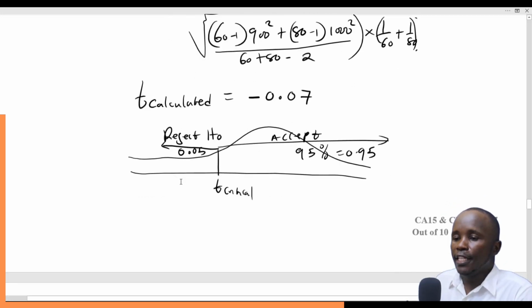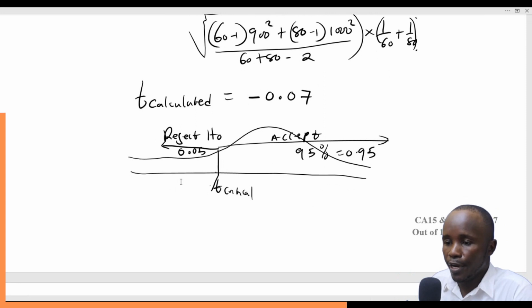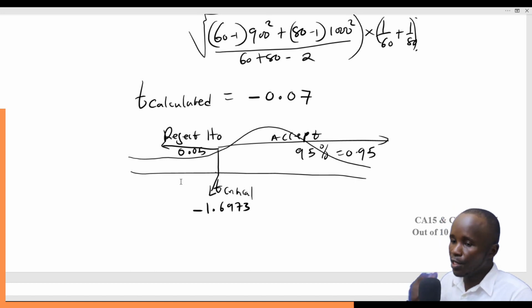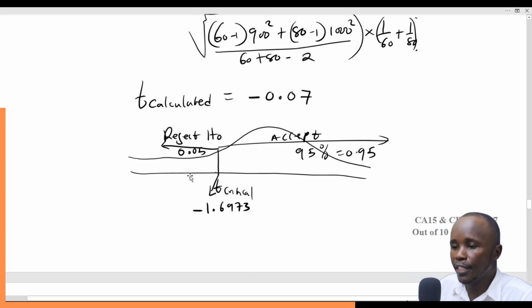Now, this T critical is read from the table. When you use your table, you'll find that the T critical is negative 1.6973. Now compare these two. T critical is negative 1.6973 and T calculated is negative 0.07.